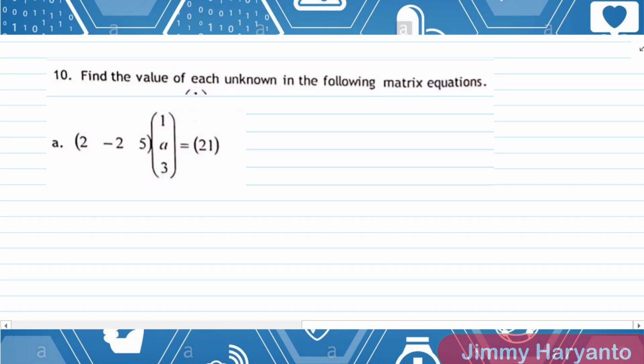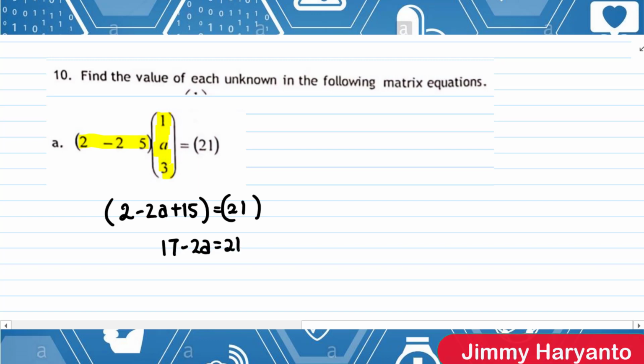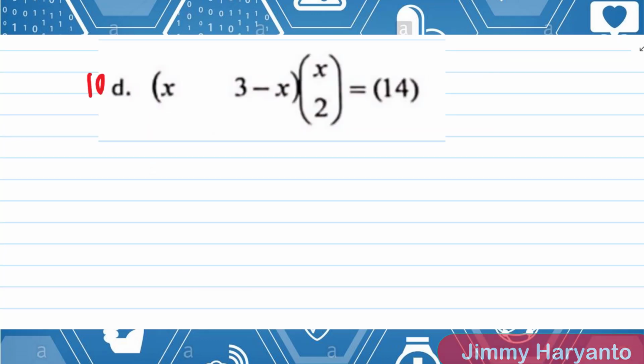Next is 10A. For 10A, we have to multiply to find the value of A. So when we multiply, please remember to use the row times column method. So this one will be 2 times 1 equals 2, negative 2A, and then plus 15, equals 21. That means 17 minus 2A equals 21, negative 2A equals 4. So A equals negative 2.